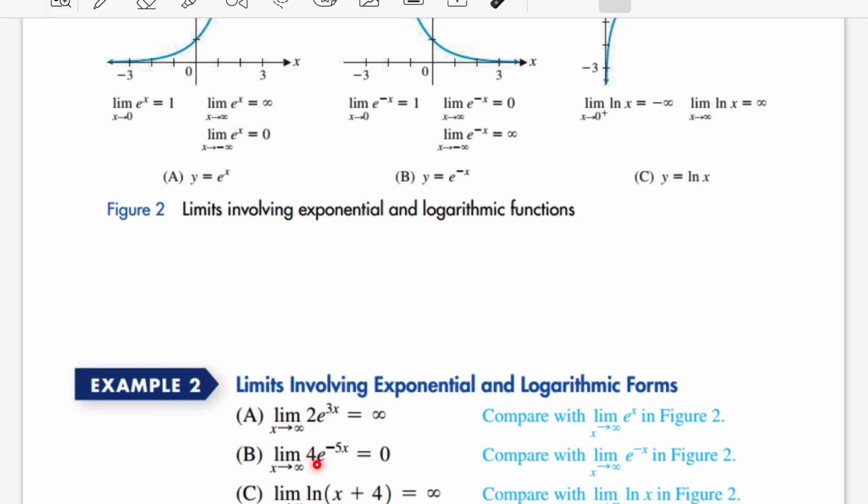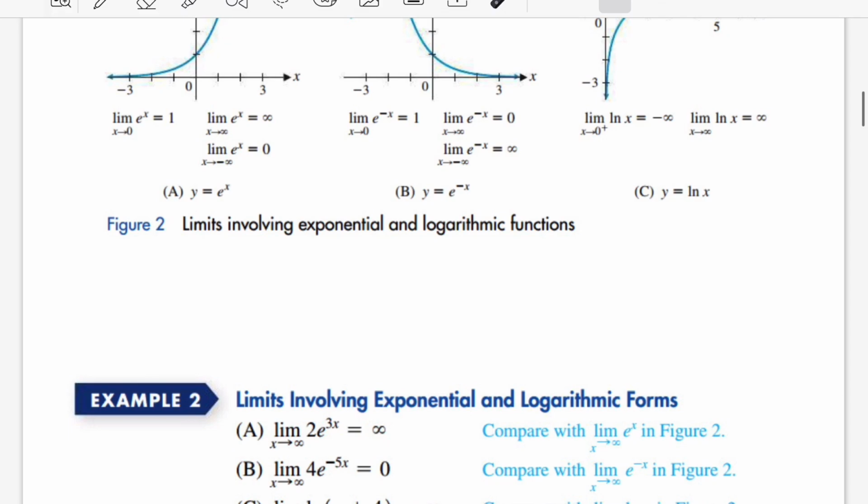Similarly, we have 4 times e to the negative 5x. Plugging in a positive infinity here, we still get e to the negative infinity. And we saw that that limit approaches 0. It's going to get smaller and smaller. Similarly, the limit of ln x plus 4 as x gets closer and closer to infinity becomes ln of infinity, and that is equal to infinity, as we see in figure C here.